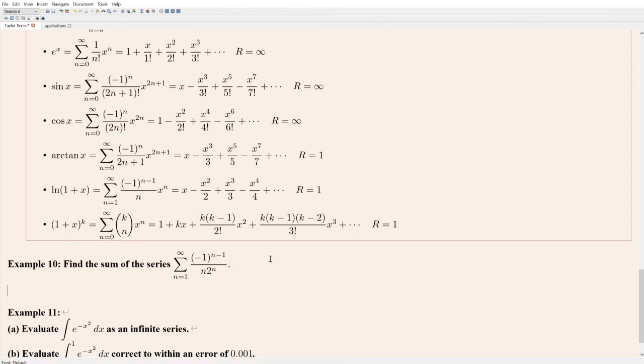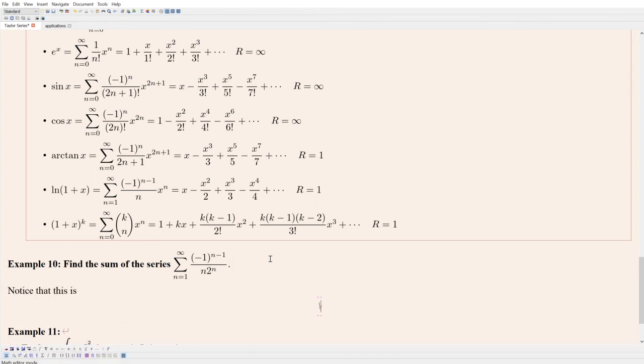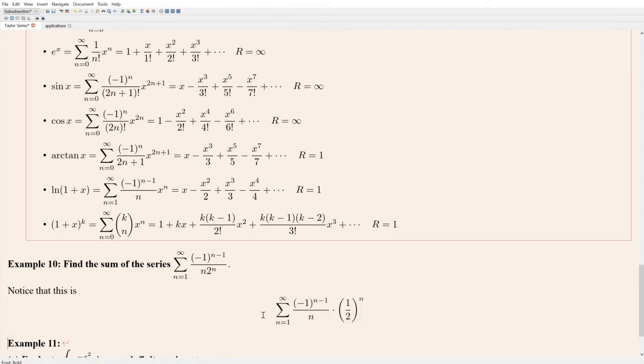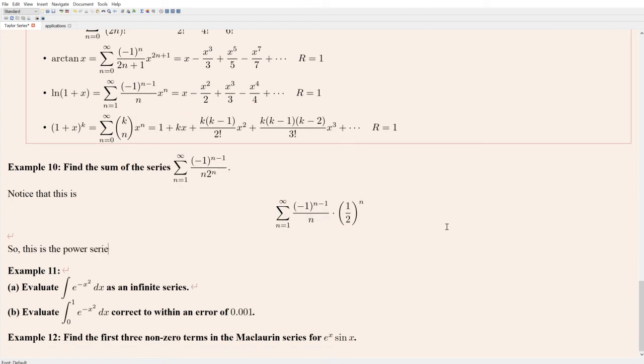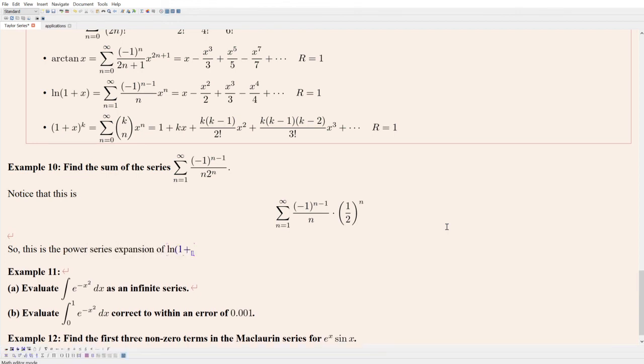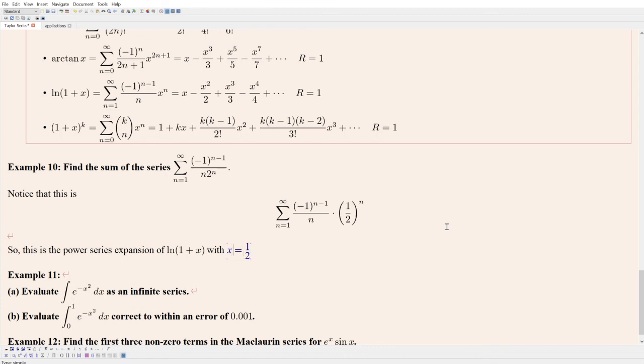So notice that if I just rewrite this slightly, this 2 to the n in the denominator, I can rewrite it to look more like this, like so. And now, wouldn't you know it, this is exactly the formula for natural log 1 plus x, where x is equal to 1/2. This is the Maclaurin series, I should say.